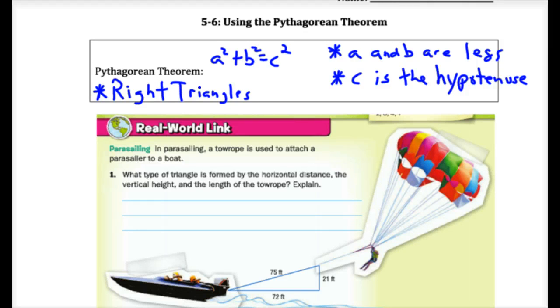Pythagorean Theorem, mostly, I think that's what they call it. Put your little fingers up in the air. Real world examples of Pythagorean Theorem. Okay.